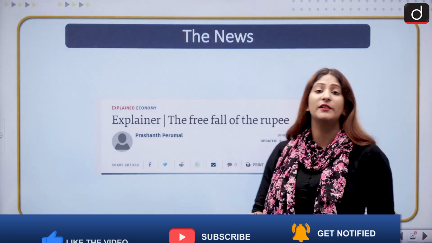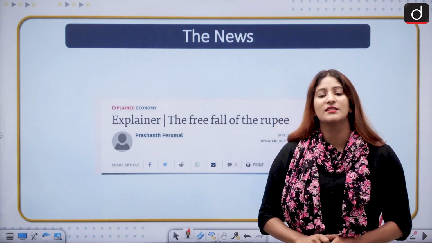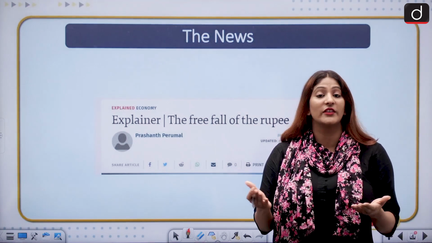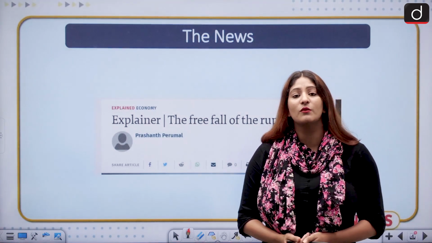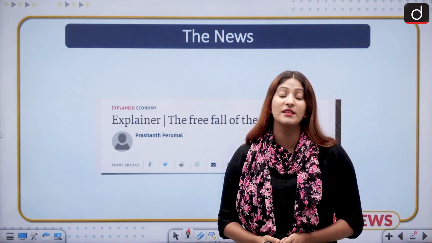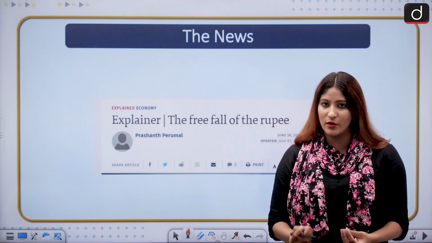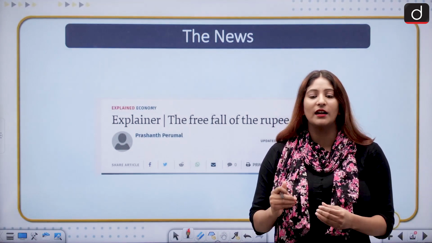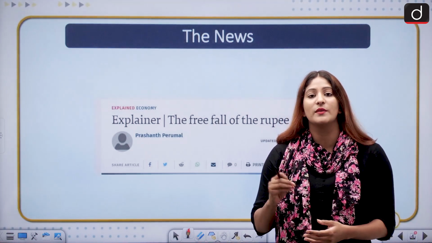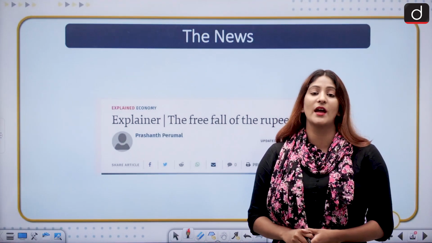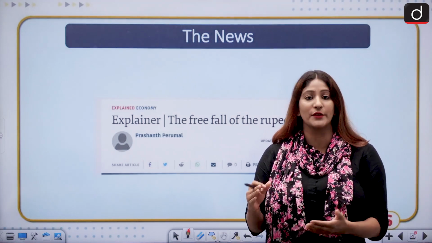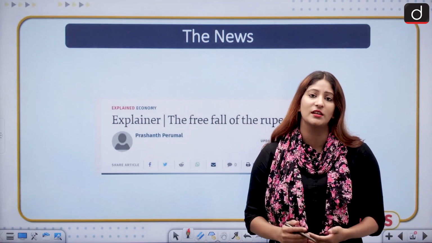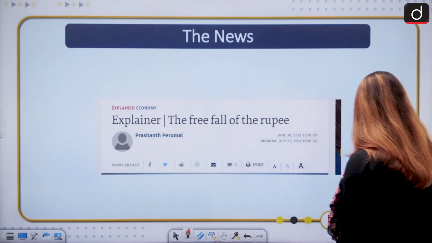So the free fall of the rupee, in such a sense that it is going so down that it is being seen that without any control it is falling. This particular issue is something that the Central Bank of India is trying to address. Also, at the rate at which we are seeing the fall of the rupee, some analysts are saying that it is going to fall further, because since decades we are seeing that the rupee is getting weaker against the strengthening of the dollar.